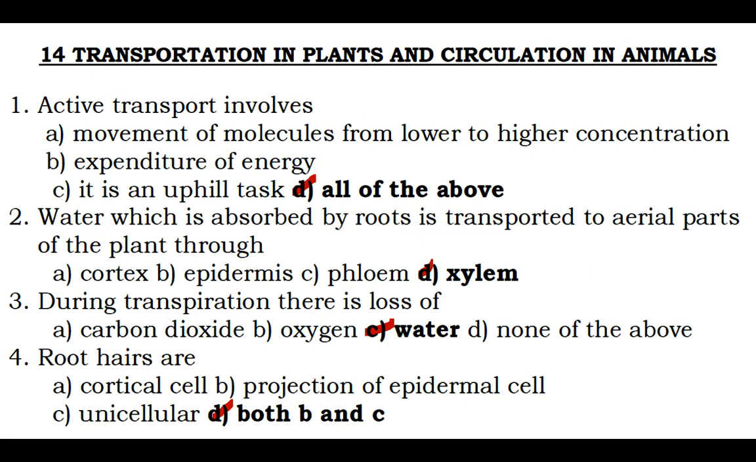14th lesson, transportation in plants and circulation in animals. Question number 1. Active transport involves option D, all the above, that is movement of molecules from lower to higher concentration, expenditure of energy. It is an uphill task.